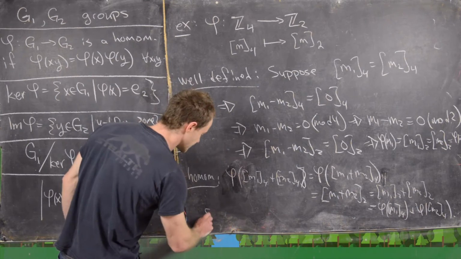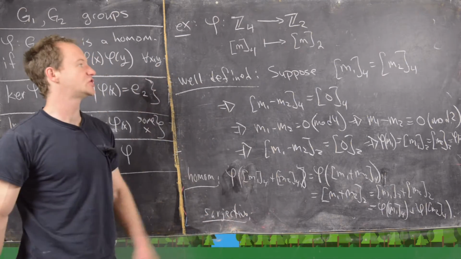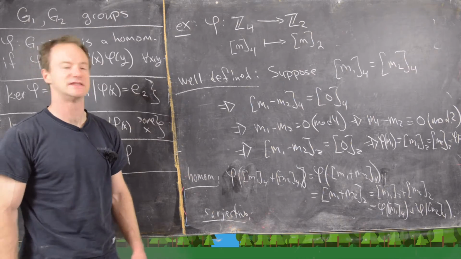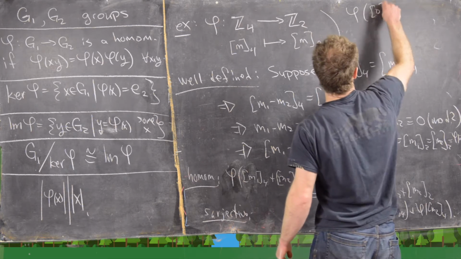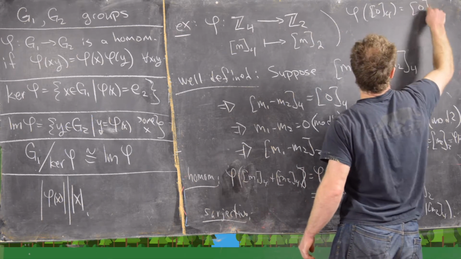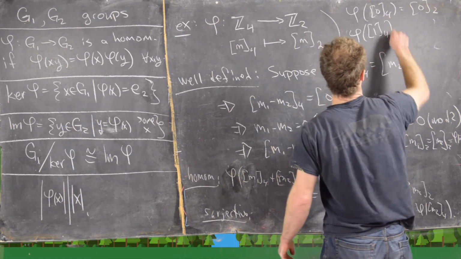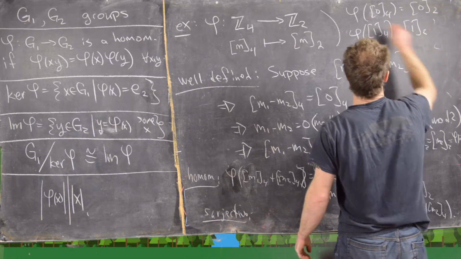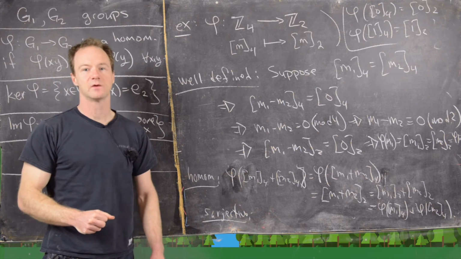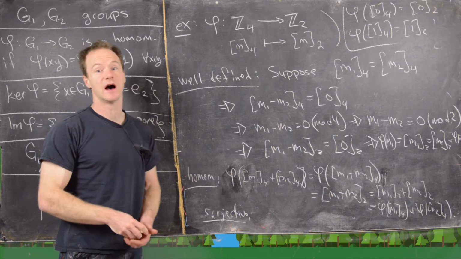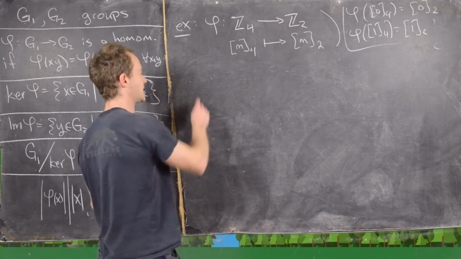And then it's also surjective. Notice we only have to hit 2 elements. We only have to hit the element 0 and 1. And notice that phi of the equivalence class of 0 is going to be the equivalence class of 0, and phi of the equivalence class of 1 is going to be the equivalence class of 1. So it is surjective. Okay, I'll clean up the board and then we'll calculate the kernel and then we'll apply the first isomorphism theorem.